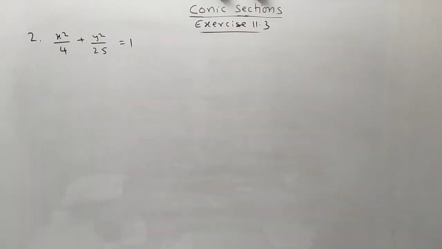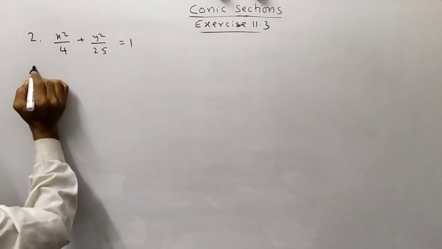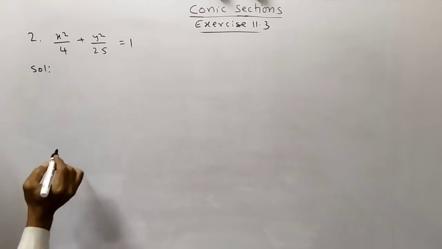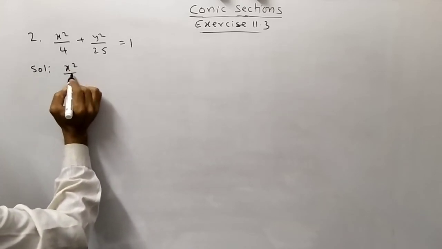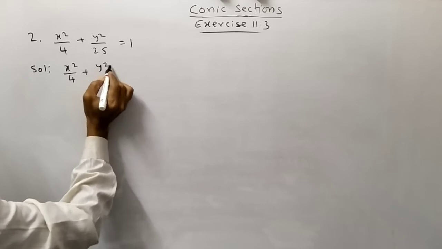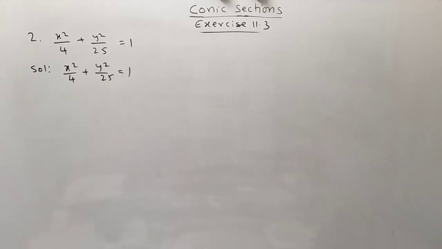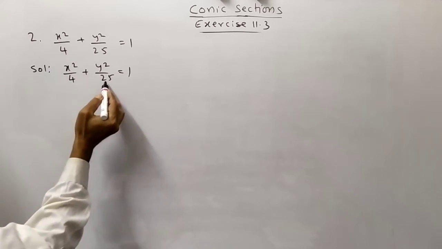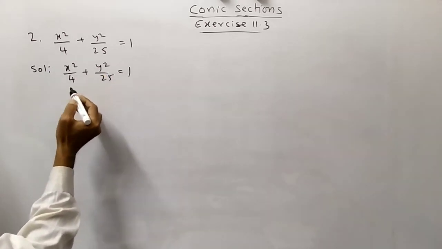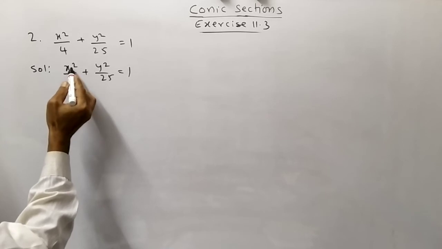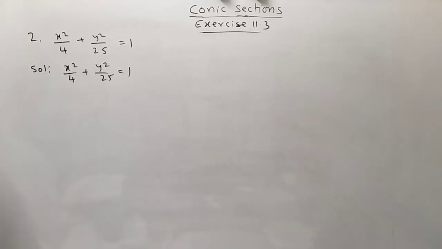Second question. X squared divided by 4 plus y squared divided by 25 is equal to 1. Solution. X squared divided by 4 plus y squared divided by 25 is equal to 1. Here, denominator of y squared divided by 25 is greater than the denominator of x squared divided by 4. Therefore, major axis will be along the y-axis.